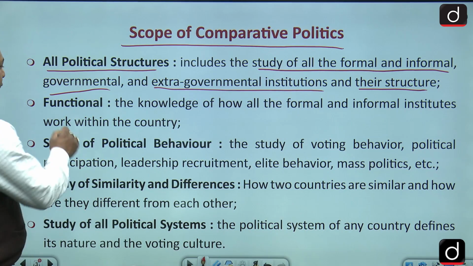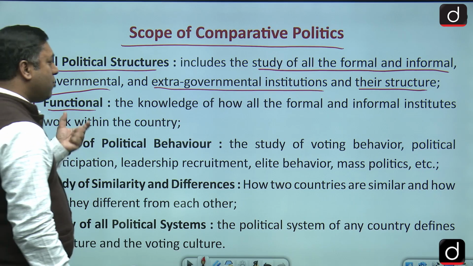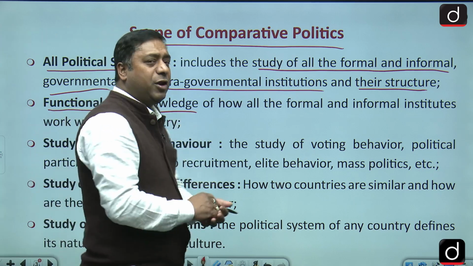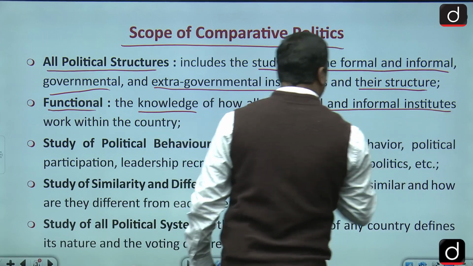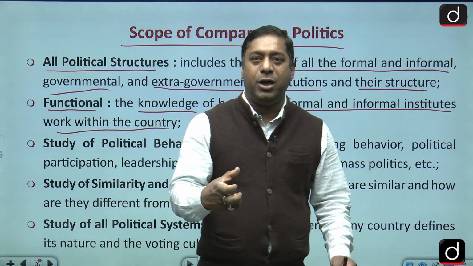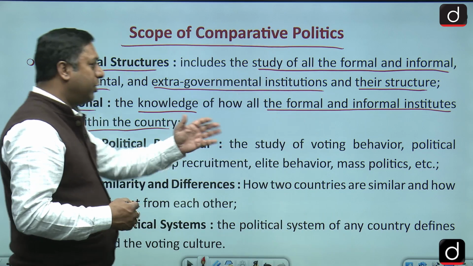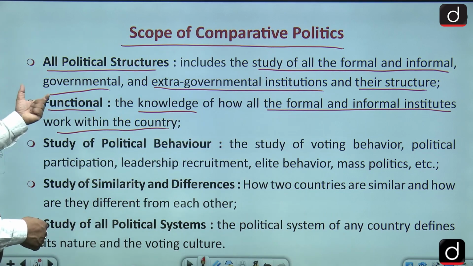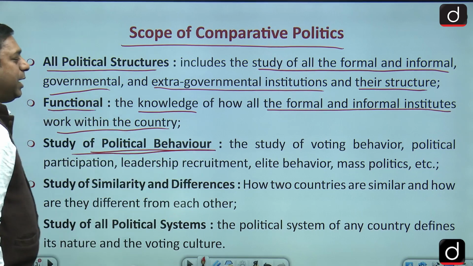Second one is functional. That means the scope of comparative politics says that comparative politics is functional. Functional in the sense we try to gain knowledge about how the formal and informal institutes work within the country. That's why it's functional.